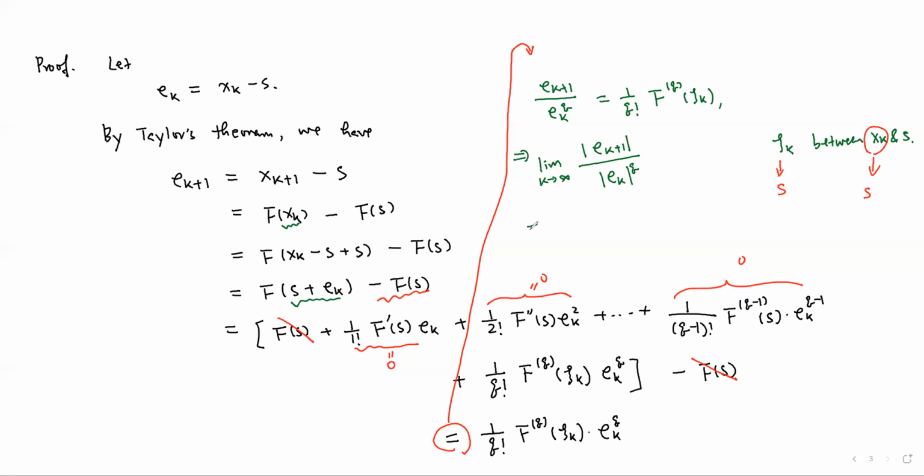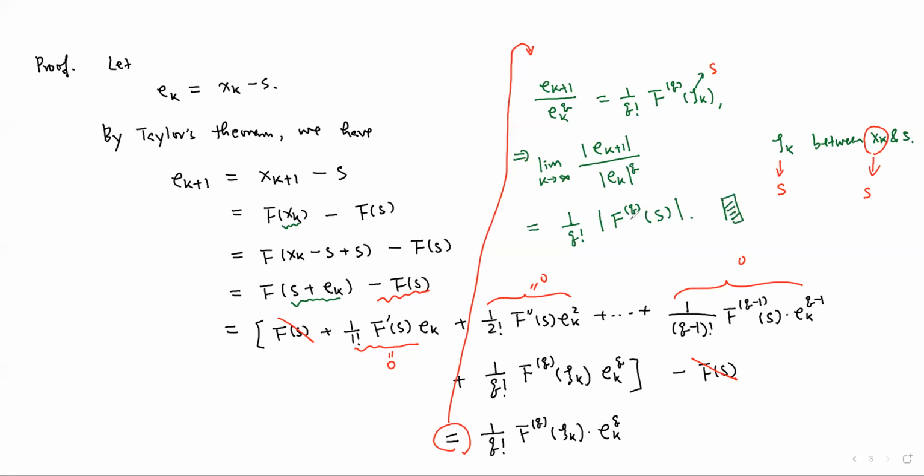This is psi k approaches s. So therefore, the limit is 1 over q factorial, absolute value of f, derivative of order q evaluated at s. So done.